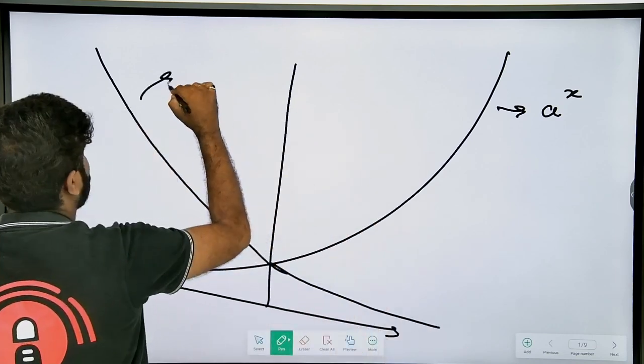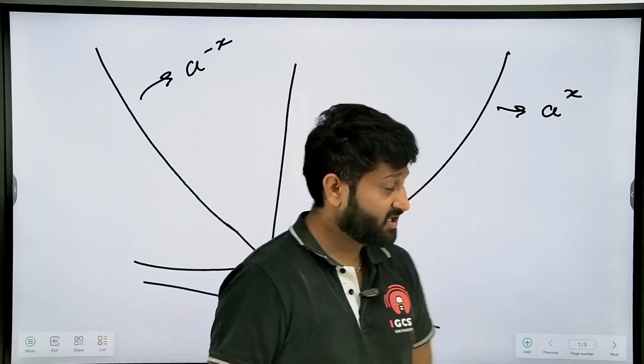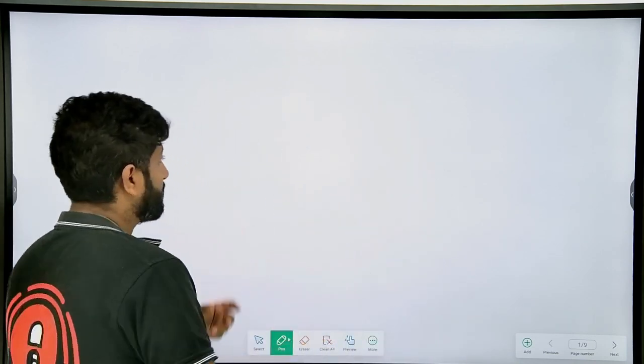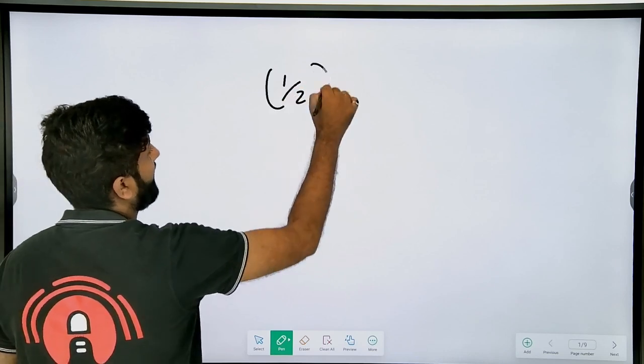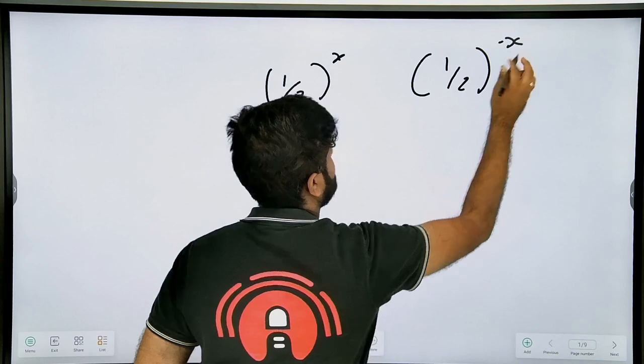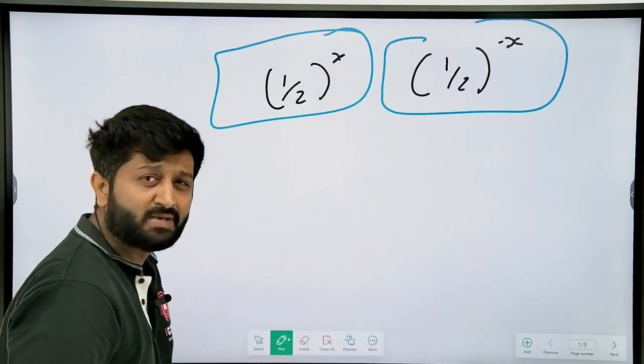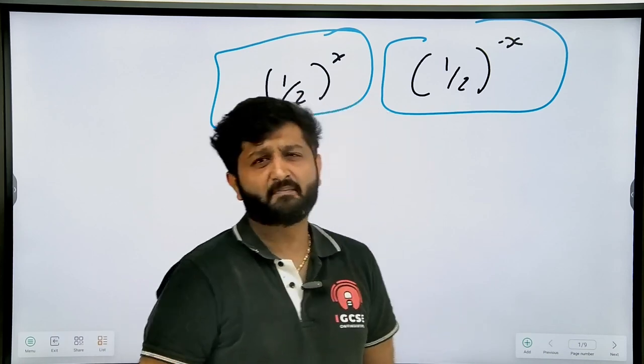This is when your graph is a raised to minus x, right? You can try this. In case you want to understand, you can also try half power x and half power negative x. You can draw this graph and see the shape. It would be similar to exponential curves, but a bit different, right?